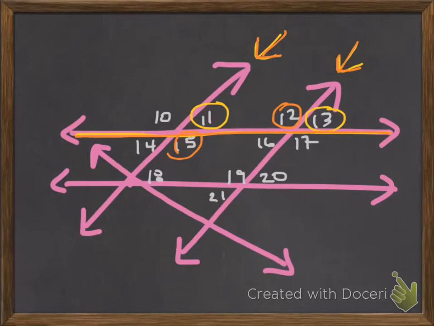And since again we're using them to prove the lines are parallel, we need to use the converse of the alternate interior angles, which is theorem 3.7.